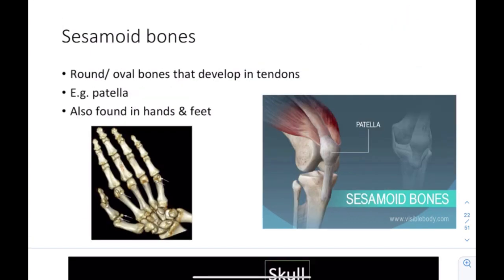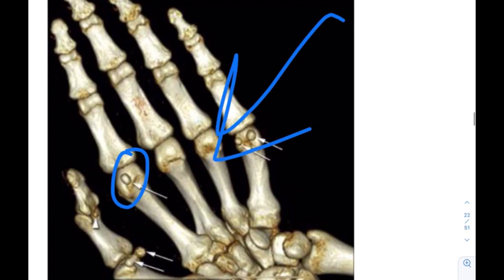Sesamoid bones are round oval bones that develop in tendons. So here we have the quadriceps muscle, and this is its tendon, which attaches to the tibia. And then here in the tendon is a bone called the patella, the kneecap. And there's also small sesamoid bones that are found in the hands and the feet. For example, this right here.